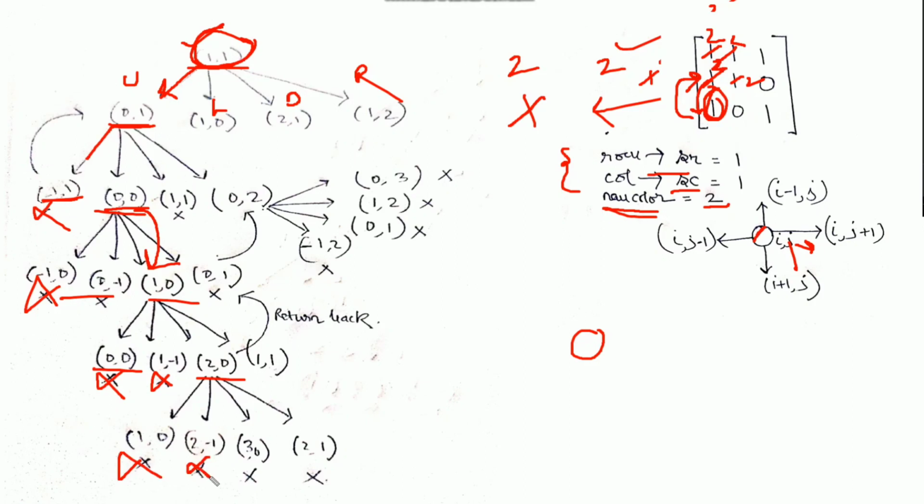Again 2 comma minus 1 is also not possible, it's crossing the boundary of the limit, like crossing on this side. 3 comma 0 is also not possible. Why is 3 comma 0 not possible? Because it's crossing the limit of the boundary, there is no location having 3 comma 0. 2 comma 1 means in this direction.